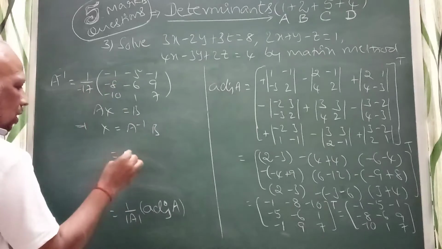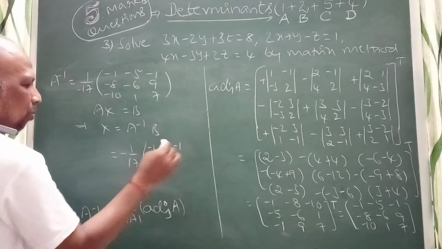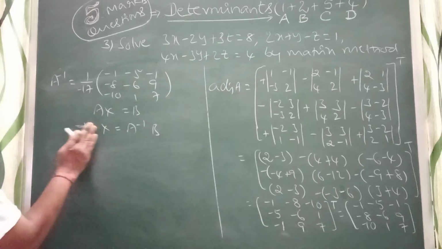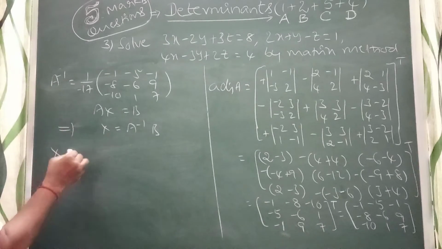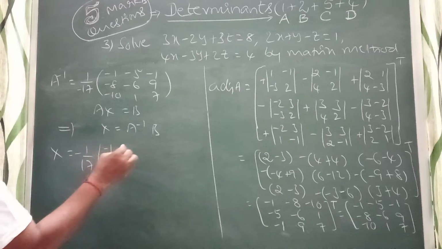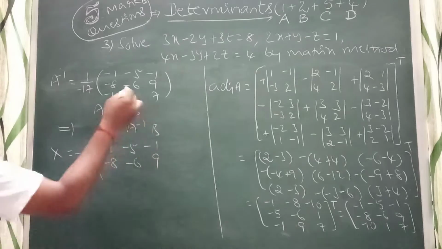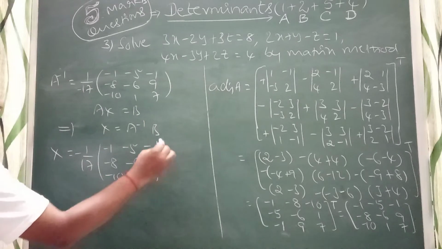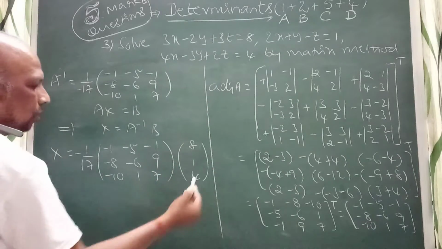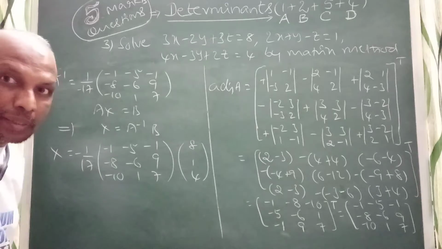A inverse is minus 1 by 17 times the matrix minus 1, minus 5, minus 1, minus 8, minus 6, 9, minus 10, 1, 7, into B. What is B here? 8, 1, 4. This is B, right? On this side we have the column matrix x, y, z.